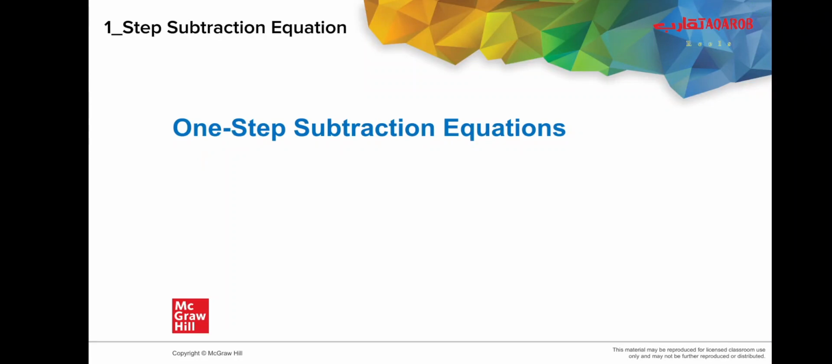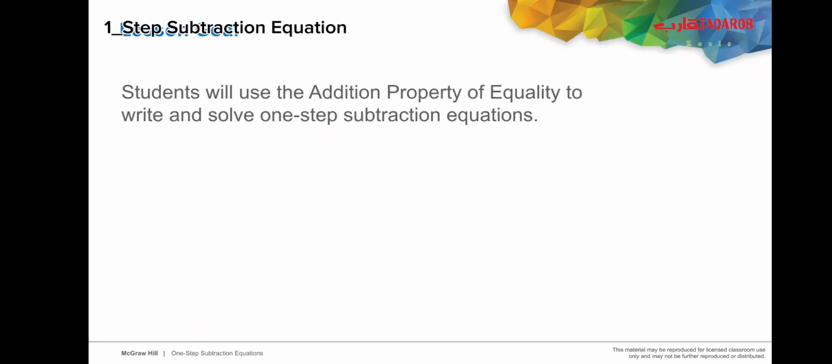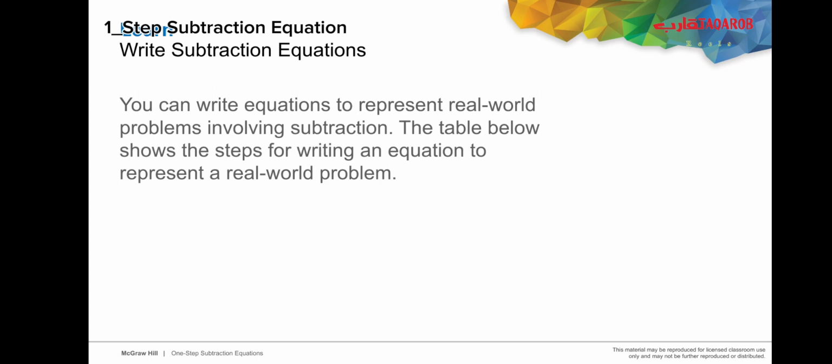Hello, grade 6. The third lesson from module 6 will be one-step subtraction equations. If you remember, we finished in the last lesson forming, writing, and solving one-step addition equations, and now we will go to the second member of the addition and subtraction family, which is the subtraction equation. And at the end of the lesson, students will use the addition property of equality to write and solve one-step subtraction equations.